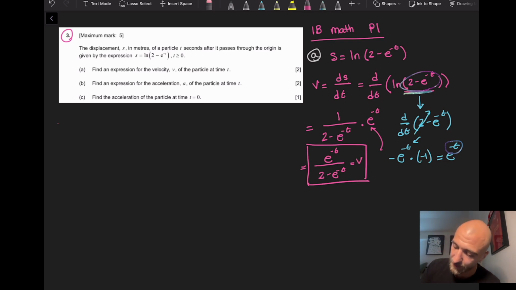That's part A. Part B: now we find the expression for the acceleration of the particle. Remember from earlier, all we do now is take the derivative of the velocity.